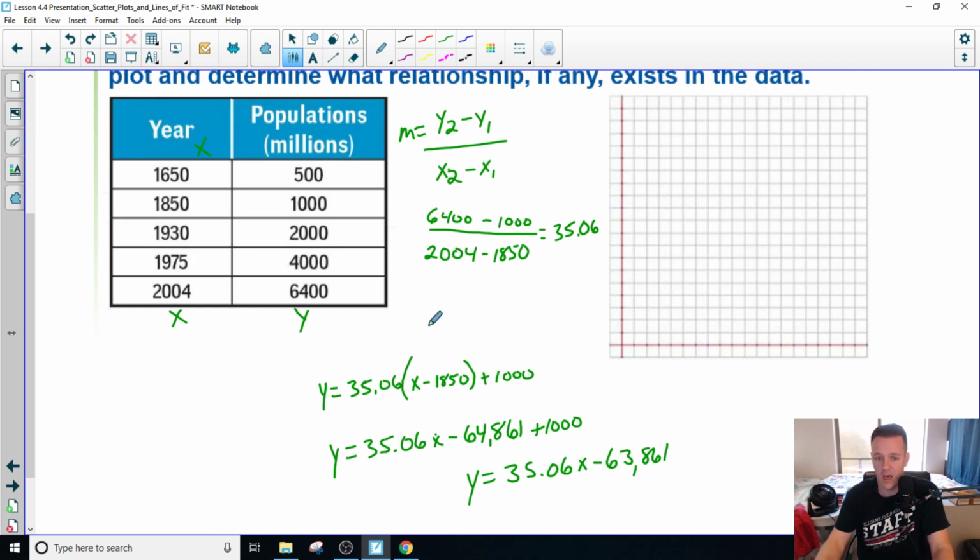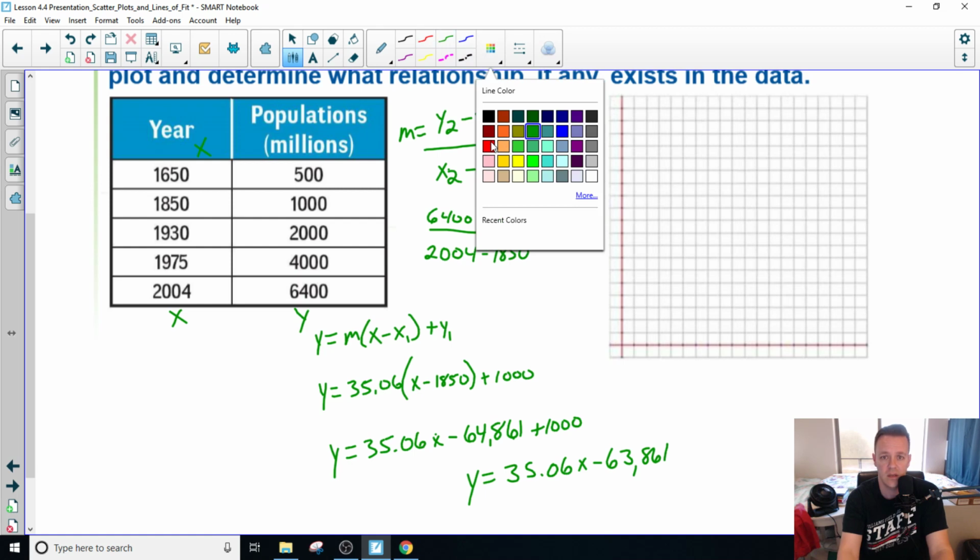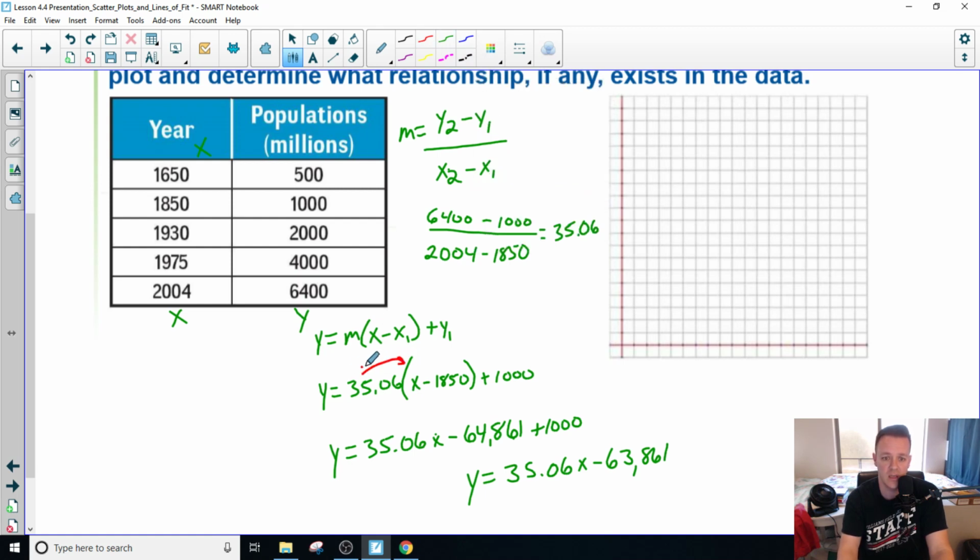Then what you guys do, which I didn't write down, would be the point slope form, right? Which is y equals m times x minus x1, plus y1. Okay, so my slope is 35.06, and then I picked the point 1850 and 1000 mainly because it's easier for me to work with 1000. You do the proper distribution. Okay, solve it. So let me change this color to red. You do the distribution on it. Okay, and when you do the distribution, you end up with 35.06x. End up with this number. Add it together, and here's your beautiful equation. Okay, go ahead and write that down.